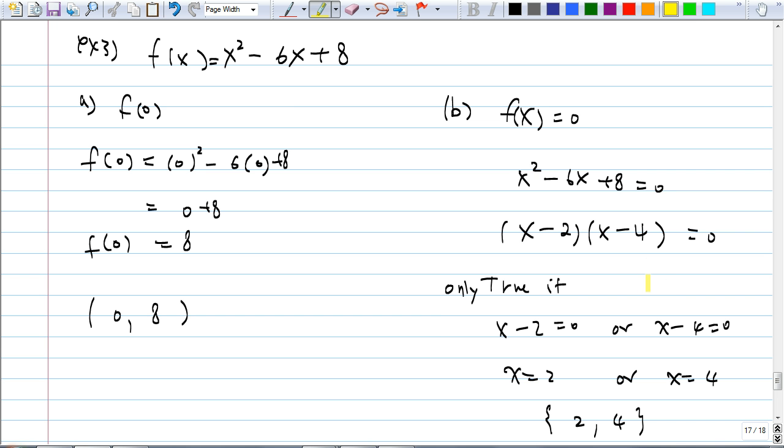There you are. There are two possible cases. When x equals 2, the whole thing becomes 0. When x equals 4, the y value is 0. You guys remember this? Factoring? Yes? All right. Okay. Good.